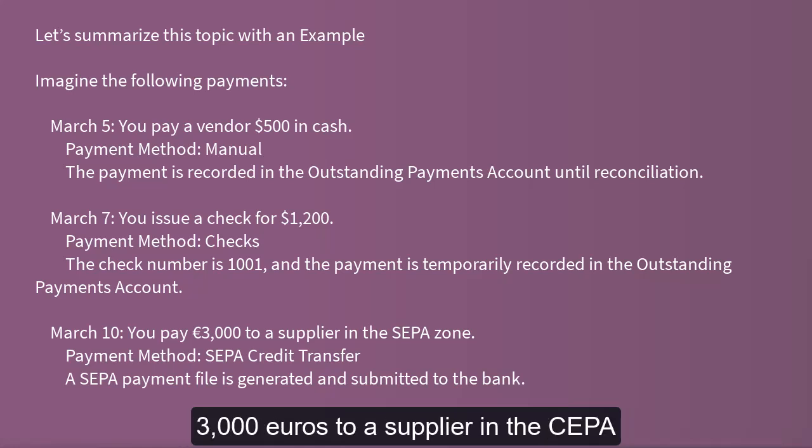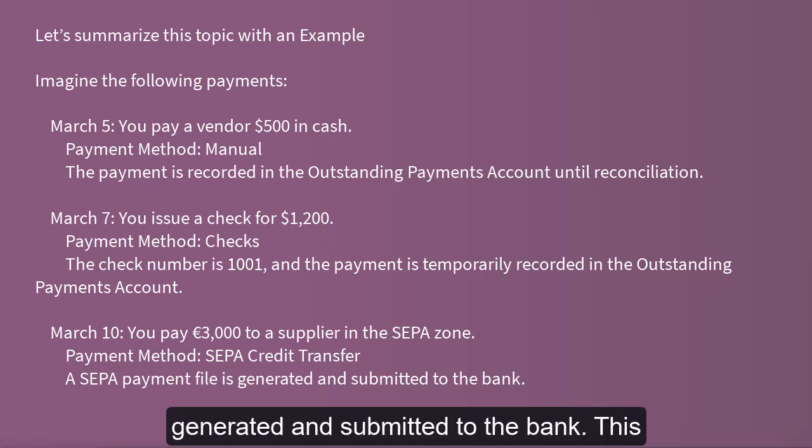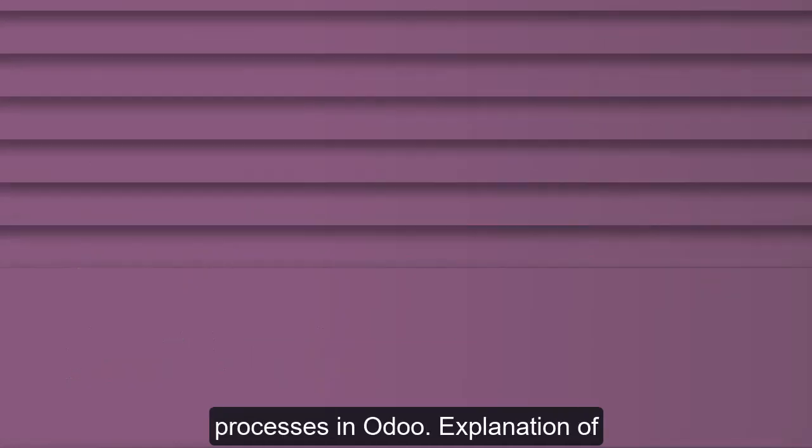March 10th, you pay €3,000 to a supplier in the SEPA zone. Payment method, SEPA credit transfer. A SEPA payment file is generated and submitted to the bank. This configuration ensures accurate tracking of payment methods, outstanding transactions, and reconciliation processes in Odoo.